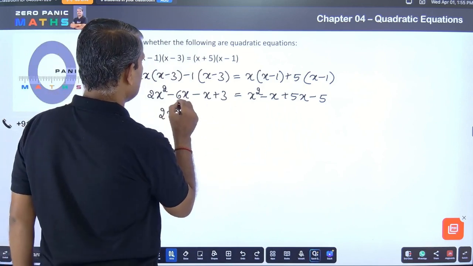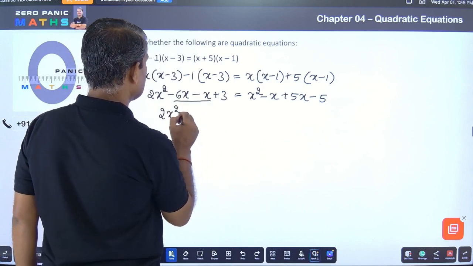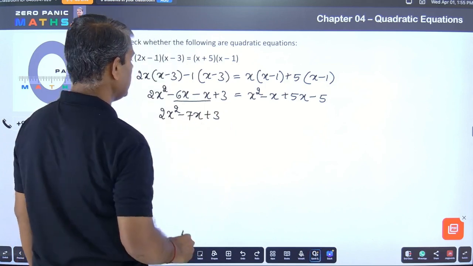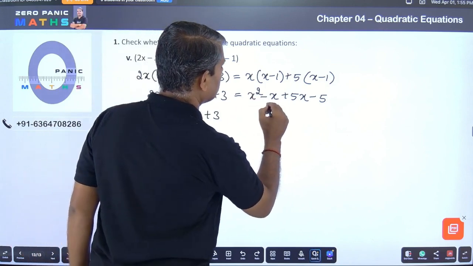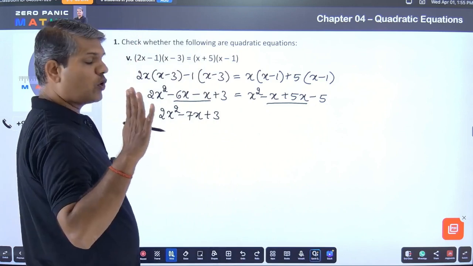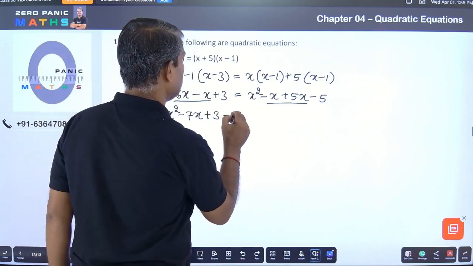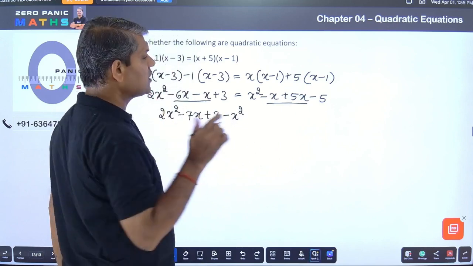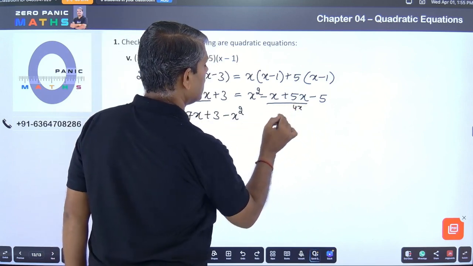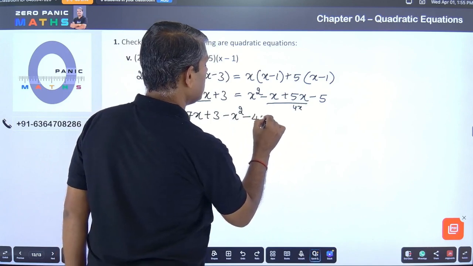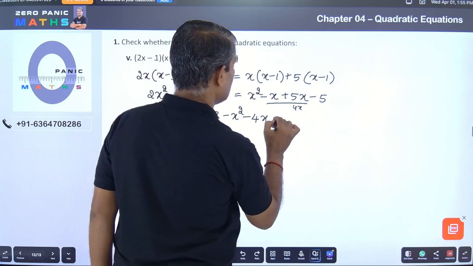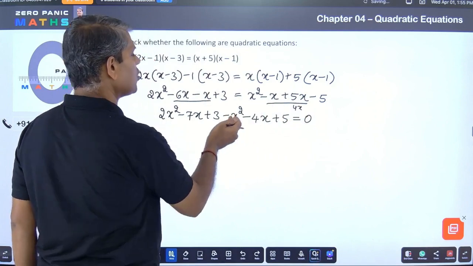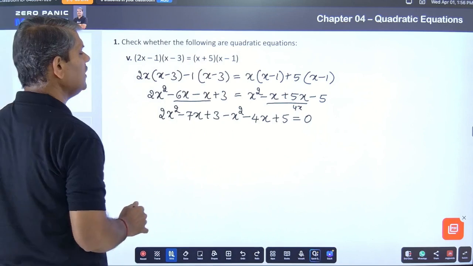Okay, 2x square. So this 6x minus x will actually give me minus 7x plus 3. Okay, and then this 5x minus x is plus 4x. You can see that here it is 4x. So I'll bring it to this side, which will give me minus 4x, and minus 5 bringing it to the left side will give me plus 5. So I have resolved this and brought it to the left side. Both steps I did in one step.